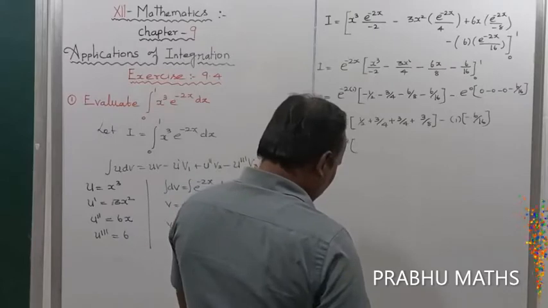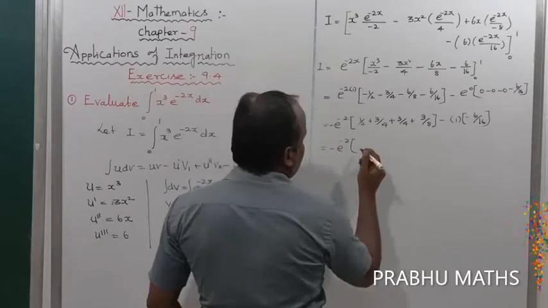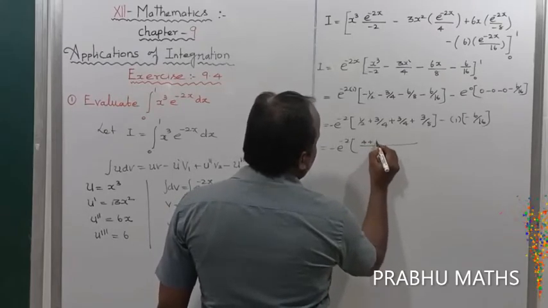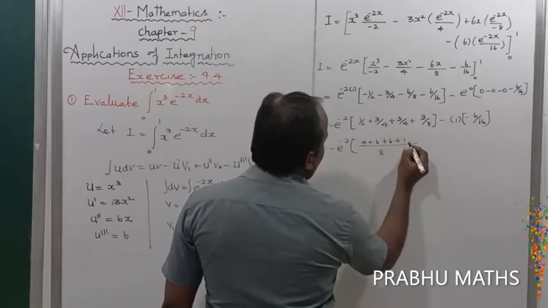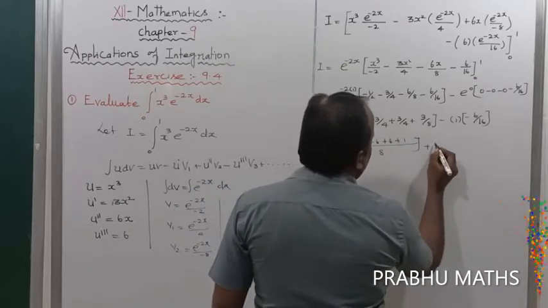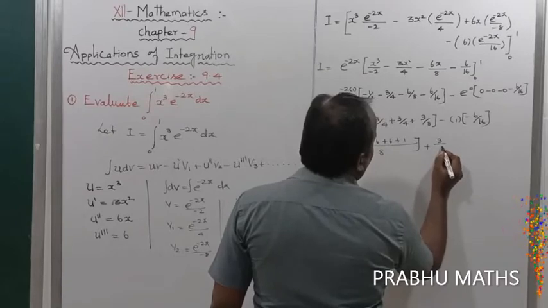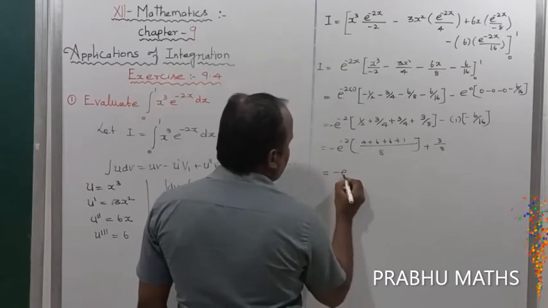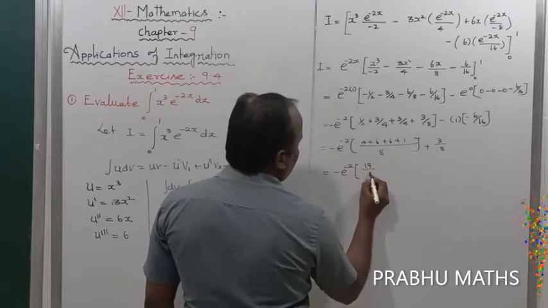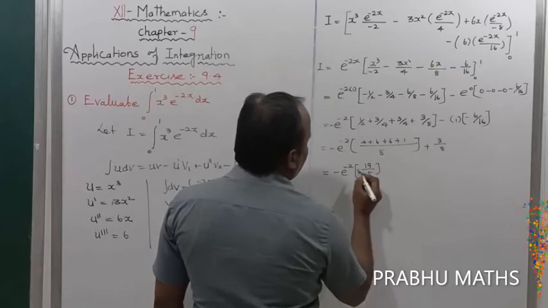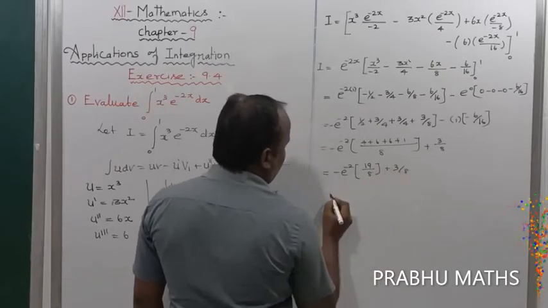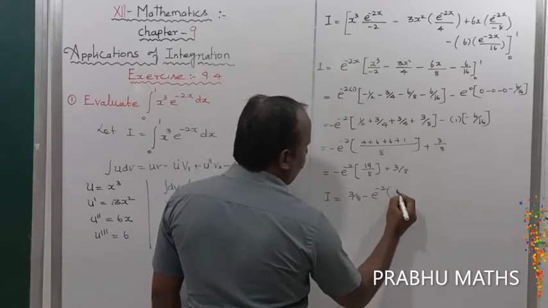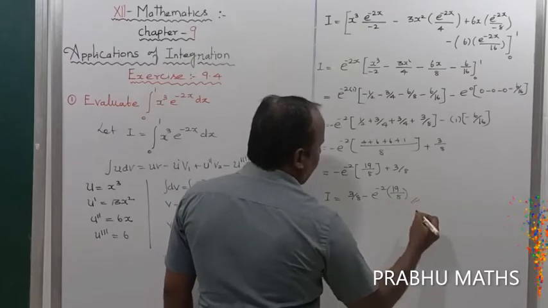So this is equal to minus e power minus 2 into, the common value of the terms is minus 8. Taking LCM, which is 8: this one 4 times is 4, this one 2 times 6, this one 1 times 1, minus minus plus, 3 divided by 8. So that is equal to minus e power minus 2 into 19 divided by 8. Next one, plus 3 by 8. Therefore, I is equal to 3 by 8 minus e power minus 2 into 19 divided by 8. We get the solution.